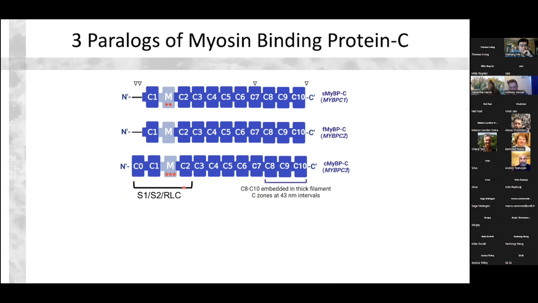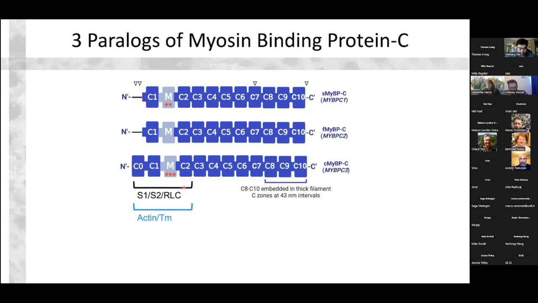On the other hand, at the N-terminus of the molecule, it was determined early on that the N-terminal domains, C0 through C2 or C1 through C2 in the skeletal versions, actually bind myosin S1 and myosin S2 and regulatory light chain as well. So the N-terminus seems to interact with a variety of different regions of myosin over time. What's caused a little bit of controversy over the years since its discovery, soon after C protein was discovered actually, is that the N-terminus can also bind to actin and tropomyosin for that matter.